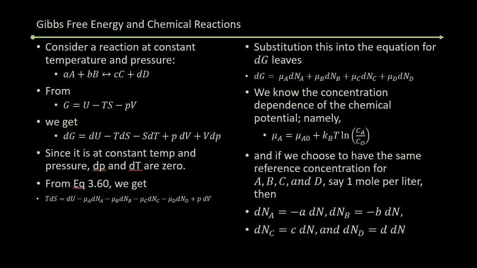All right, consider a reaction, right? So this is like oxygen, hydrogen, and you've got your reaction going on here, and so we've got G is U minus TS minus PV, and so when we take the derivative, dG is dU minus TdS minus SdT plus PdV plus VdP. That's the complete derivative of that. Since it's a constant temperature and pressure, dP and dT are 0.